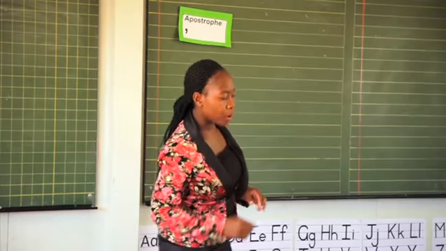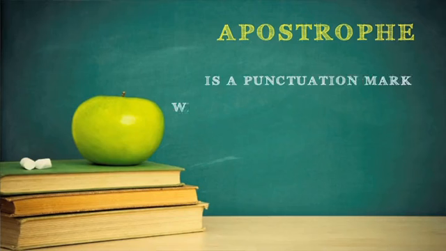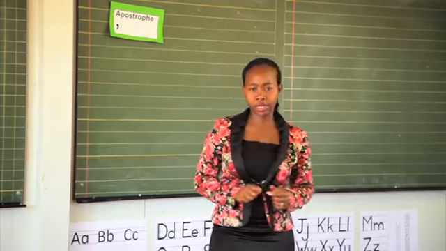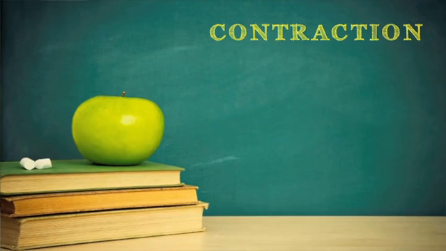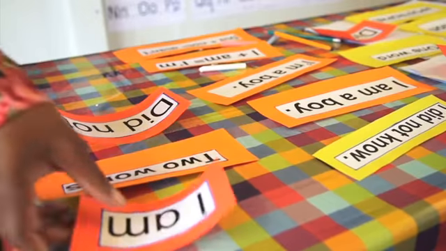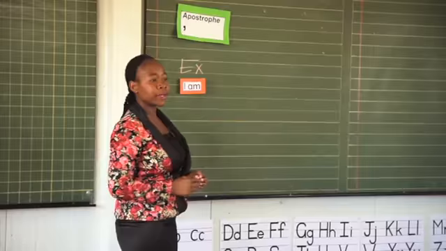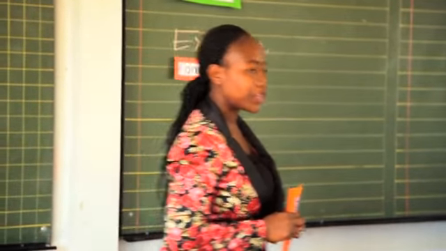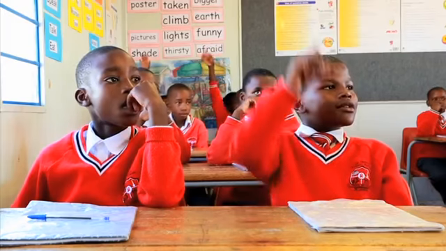What is an apostrophe? It's a punctuation mark which indicates contraction or shows ownership. Now, what is contraction? Contraction means two or more words joined together to form one word. Example. Can I have somebody to read for me? Jabulo? I am. I am. Thank you. How many words do we have?